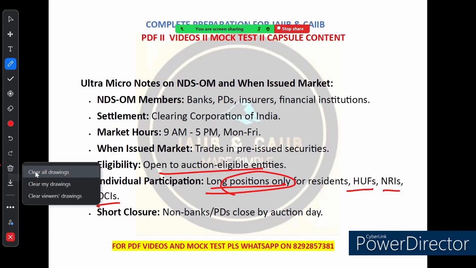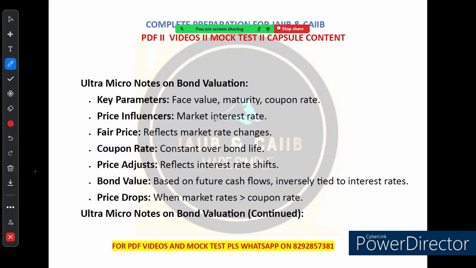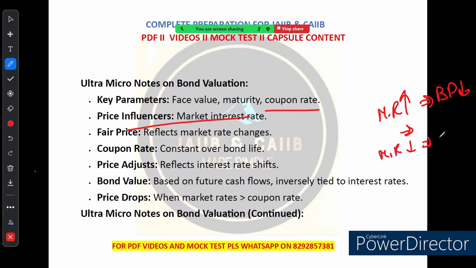Now let's talk about something called bond valuation. A bond's value depends on three key things: its face value, the second is maturity date, and the third thing is coupon rate. Coupon rate is a fixed interest rate it pays. Market interest rates have a big influence on the bond price. If market rate goes up, the bond price drops, and if market rate goes down, the bond price goes up. Even though the coupon rate stays constant, a bond's price adjusts based on these rate changes because its value is based on the future cash flow it promises.